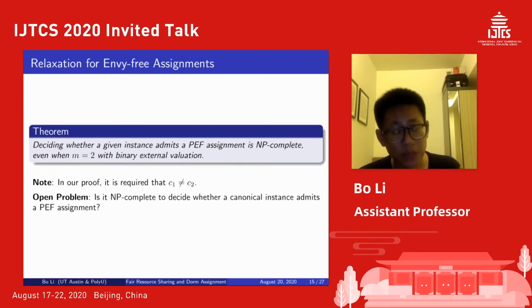But here, we note that this is not a canonical model, because in our proof, it is required that the 2 resources have different capacities. If they do have the same capacity, it is still unknown. This is about the definition of Pareto NV-freeness. And we know that it is not always guaranteed.